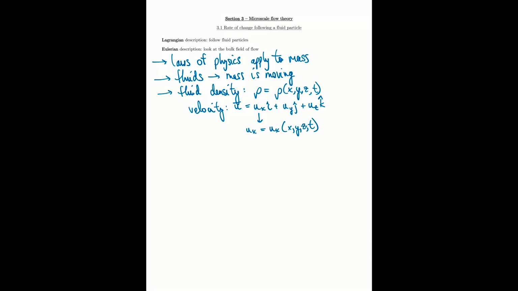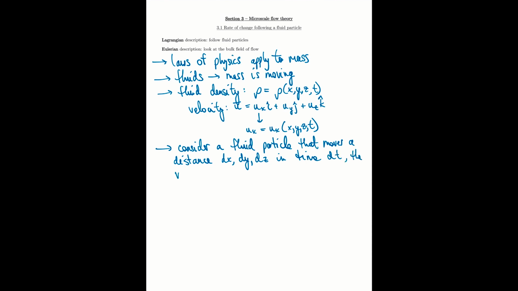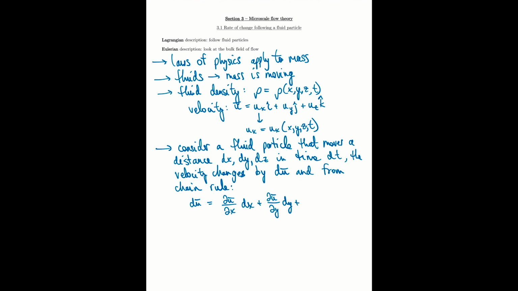Okay, so now we look at how we accommodate the fact that the mass is moving. So let's consider a fluid particle that moves a distance dx, dy, dz in time dt, and then the velocity changes by du. And from the chain rule, we can then write, okay, and what we're just doing there is because u can be a function of each of those variables, we're making sure we account for all of the changes that can happen. So the velocity can change in each of these ways.